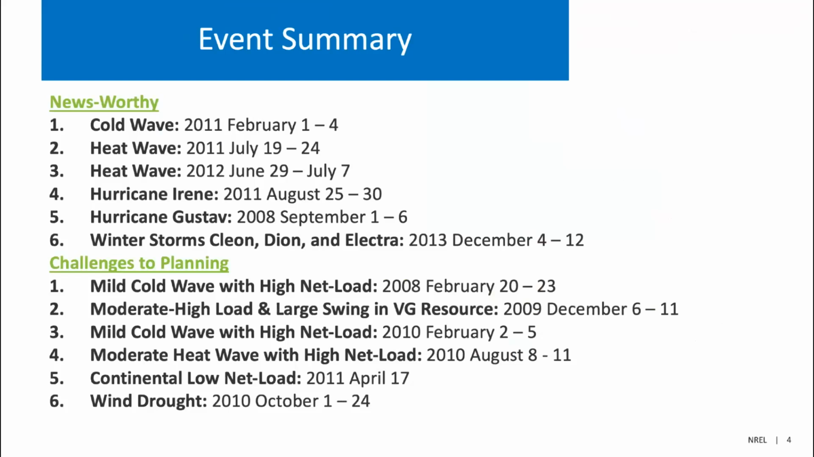We've categorized them into newsworthy, or events that cause system stress today, even without super high penetrations of wind and solar. And then we have another set called challenges to planning, ones that we've identified via net load or other meteorological attributes of these events that we think might cause issues in a high variable generation future.